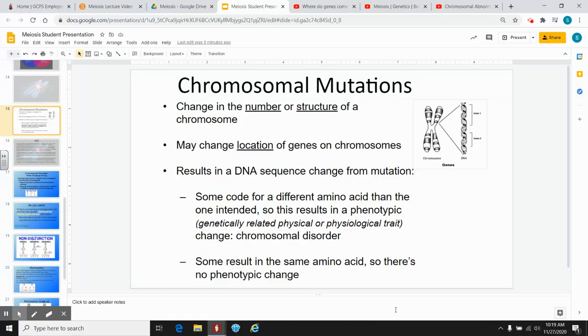And so just like in genetic mutations, if it codes for the same amino acid, there's not going to be a change. But often when you're talking about a number or pieces of a chromosome missing or in the wrong location, it does code for a different amino acid than it's supposed to. And this is going to result in a phenotypic change.